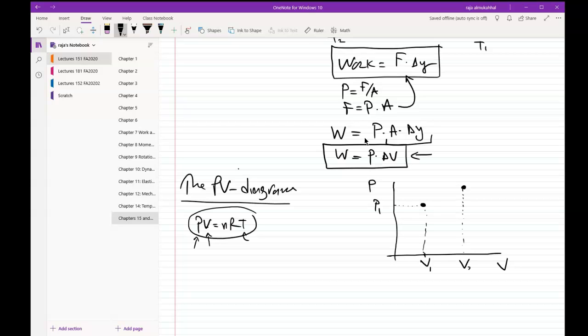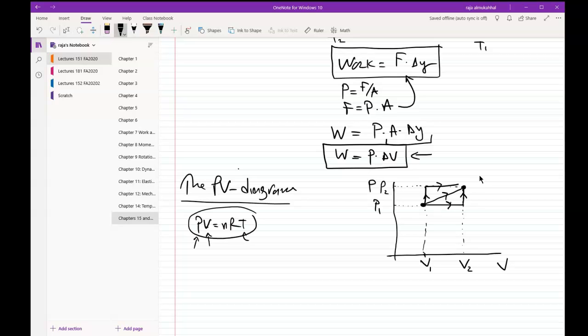Okay, this is V2 at a certain P2. You see what I'm saying? Now, what we are interested in is the process. How did we go from here to here? We could go like this. We could go directly this way. We could go like this. And there are really an infinite number of paths that you can take. You see what I'm saying?